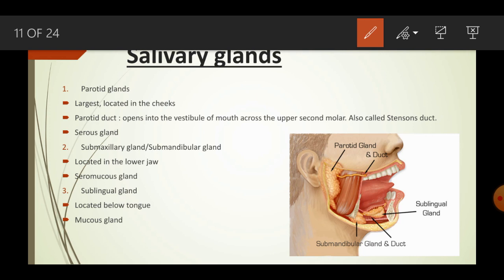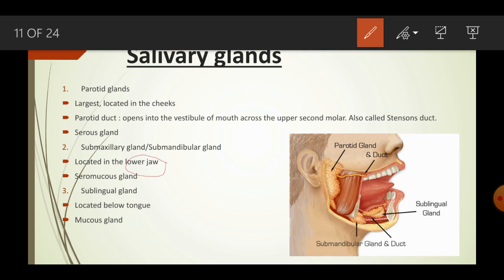It's a serous gland, that is, the saliva secreted by the parotid gland is watery, and thus this gland is known as a serous gland. Next is the submaxillary gland or submandibular gland. It is located in the lower jaw.